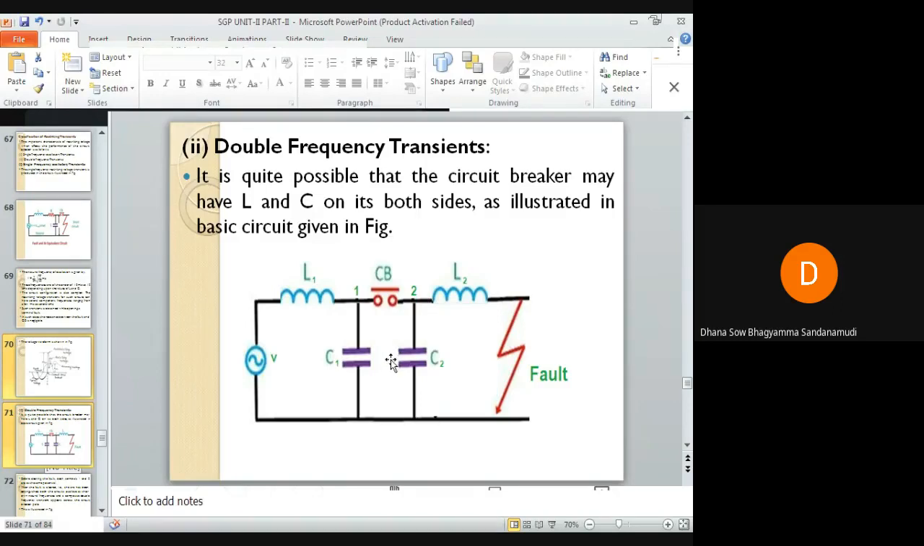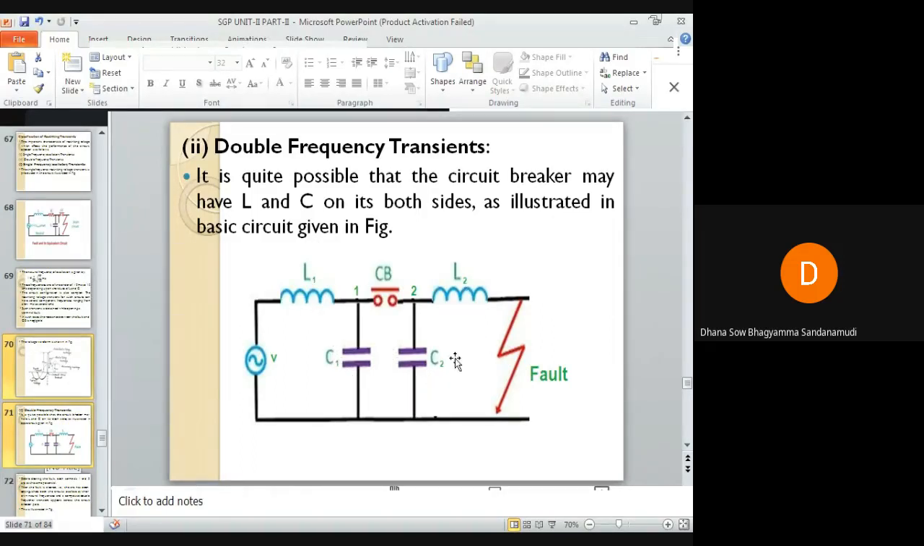Before clearing the fault, both terminals 1 and 2 are at the same potential. After clearing the fault, the arc has been extinguished. As soon as the fault is cleared, the arc is extinguished. Both the circuits, L1 C1 and L2 C2, will oscillate.